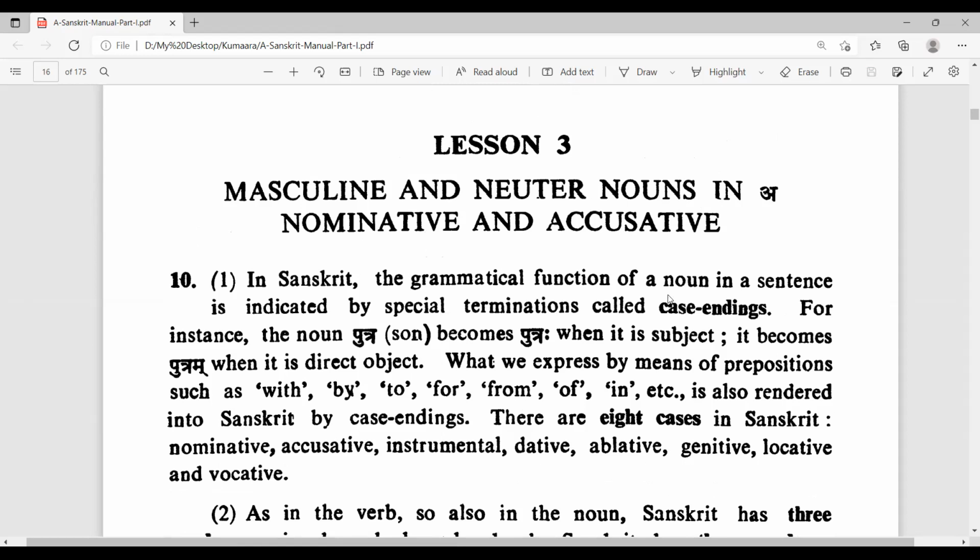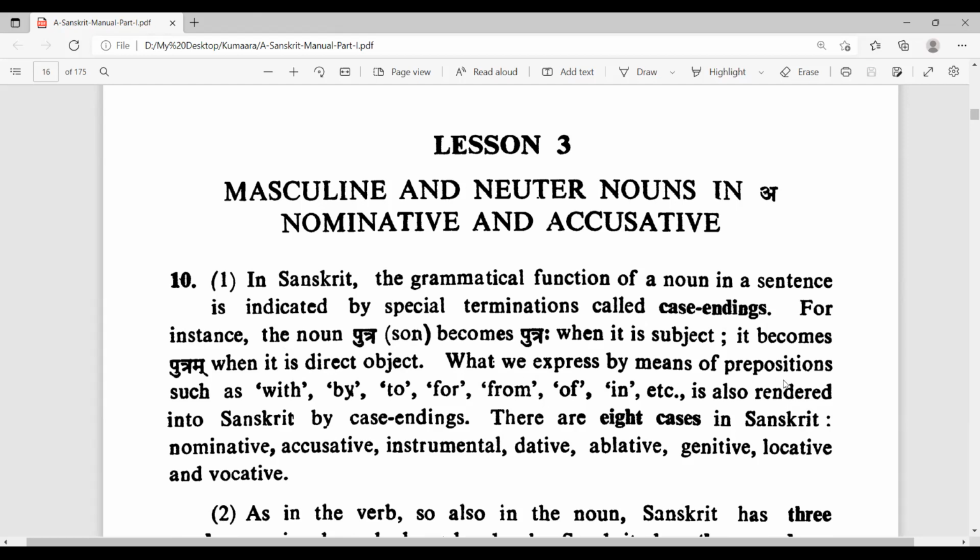In Sanskrit, the grammatical function of a noun in a sentence is indicated by special terminations called case endings. So that vibhakti, supratyaya, are called case endings or case terminations. For instance, the noun putra becomes putraha when it is the subject. It becomes putram when it is direct object. Yes, you can note direct object, indirect object. That we will use. Direct object means karma.